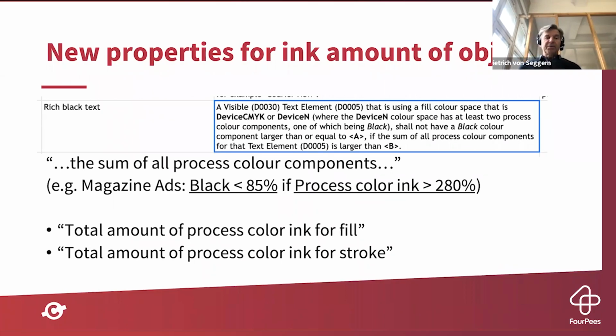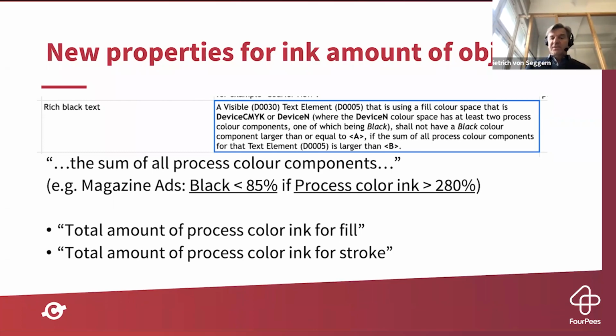First, there are 2 new properties. All the other checks could be used with what already was there, but 2 new types of checks were required. And that is because of the rich black text requirement, which says that a text shall not have a black color component larger than or equal to threshold A. So this is the text from the requirement. I've just copied it from the requirement.